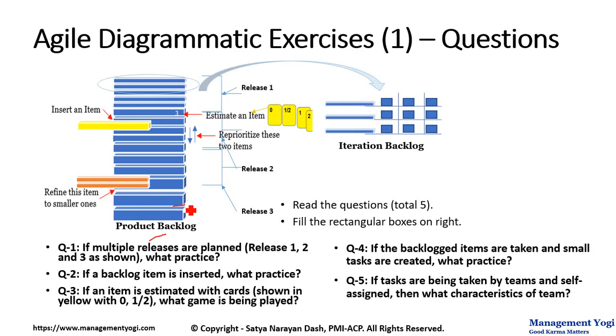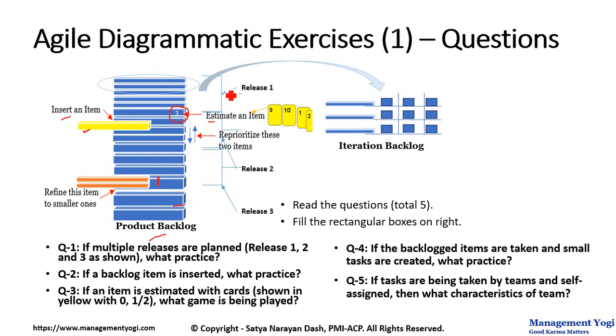There are a number of activities being performed on this product backlog, such as insertion of an item, which is highlighted with this yellow colored rectangular block. Refine this item to smaller ones, where I am taking this item and breaking it to multiple items. Estimate an item. So this item has been particularly estimated to 3 story points, and while estimating we are using a number of yellow color cards highlighted with 0, 1 by 2, 1, 2, numbers like that.